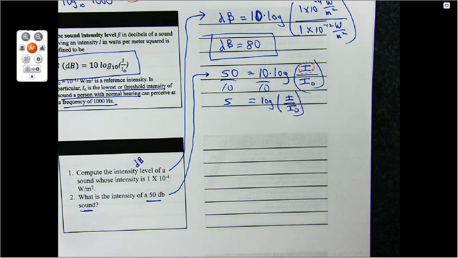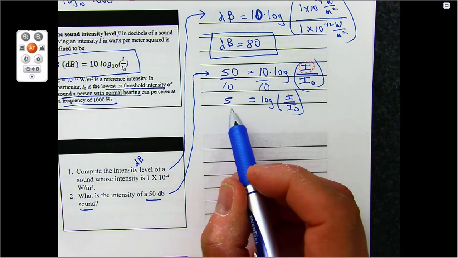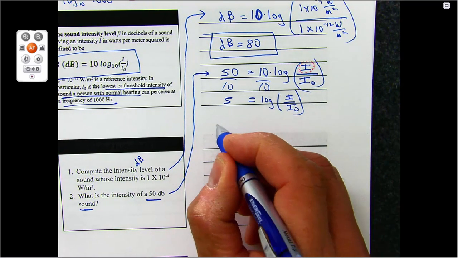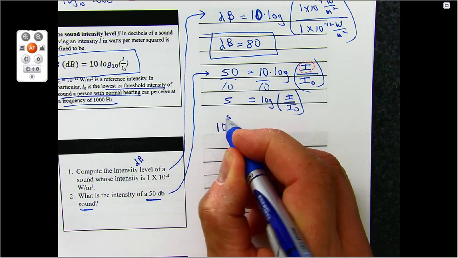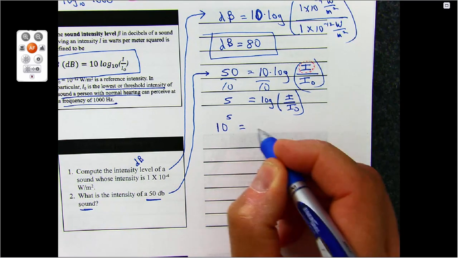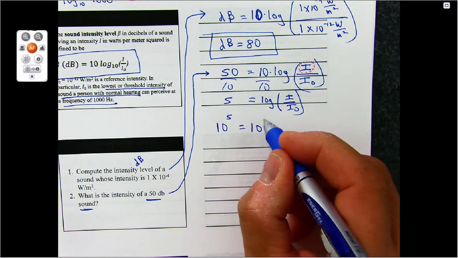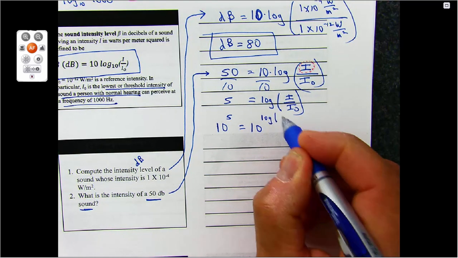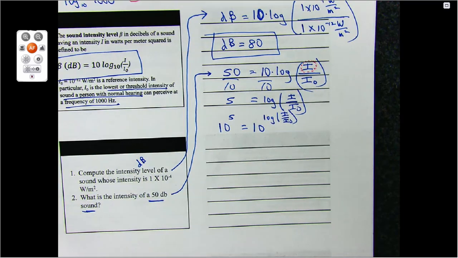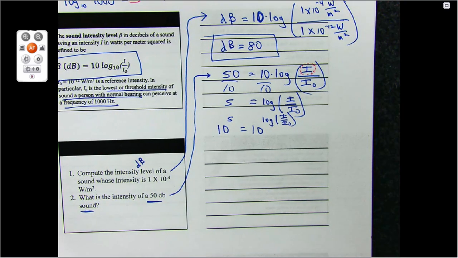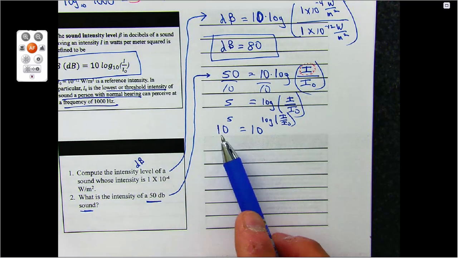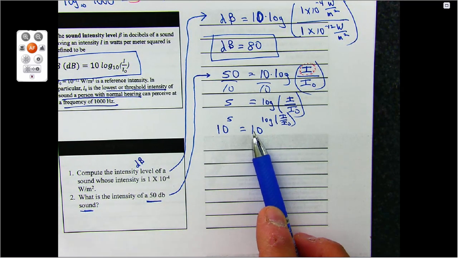Now, if I raise both of these to the inverse log, meaning 10 to the 5th equals 10 to the log of I over I sub O. I wrote that correctly. Yes. I'm taking the inverse log of both sides.